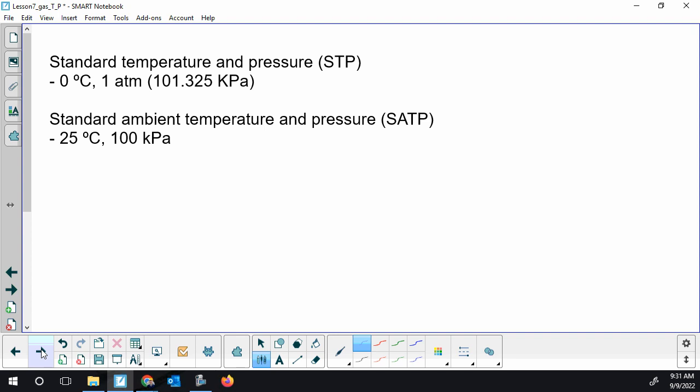So chemists have come up with standard conditions that we can all try to mimic so we can compare our results. The slightly older standard is called STP, Standard Temperature and Pressure, which you have on your formula sheet, which is 0 degrees Celsius and 1 atmosphere, so a little over 100 kilopascals is standard conditions.